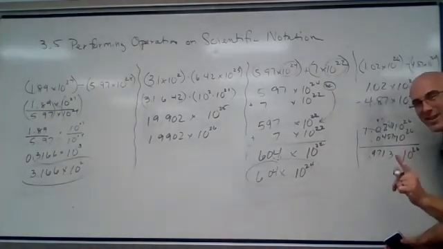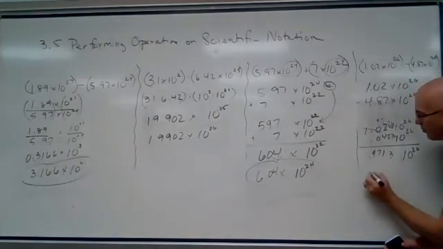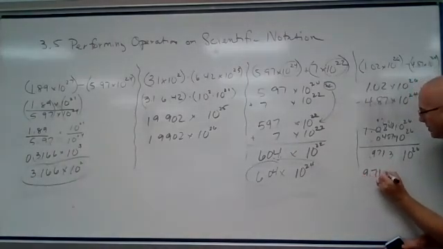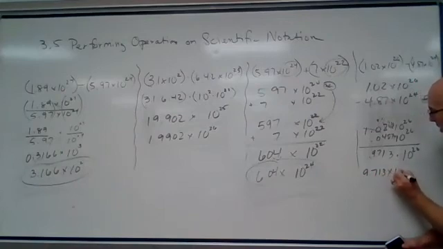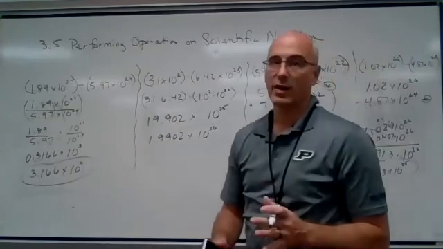But wait, we're not done yet because this has to be in scientific notation. We are going to move this decimal point over to the right, 1 space. Since we moved it to the right, we are going to decrease the exponent by 1. We now have 9.713 times 10 to the 25th.